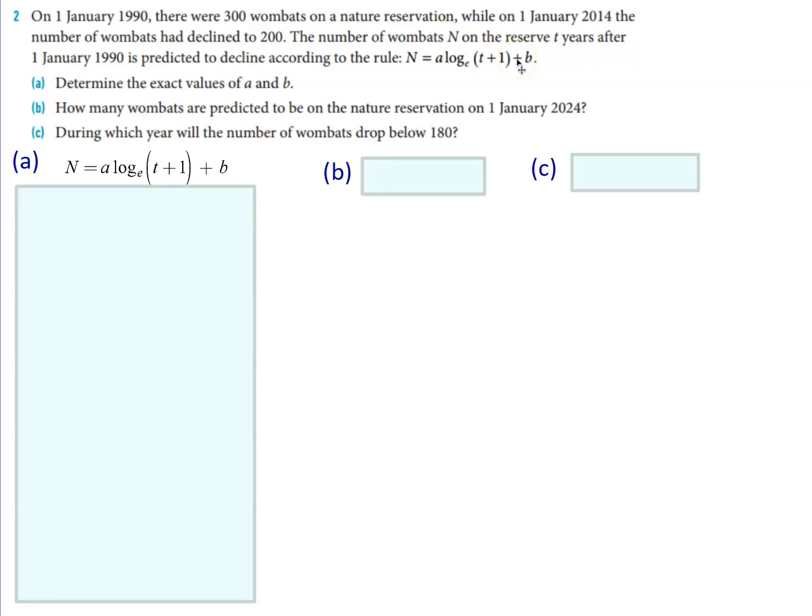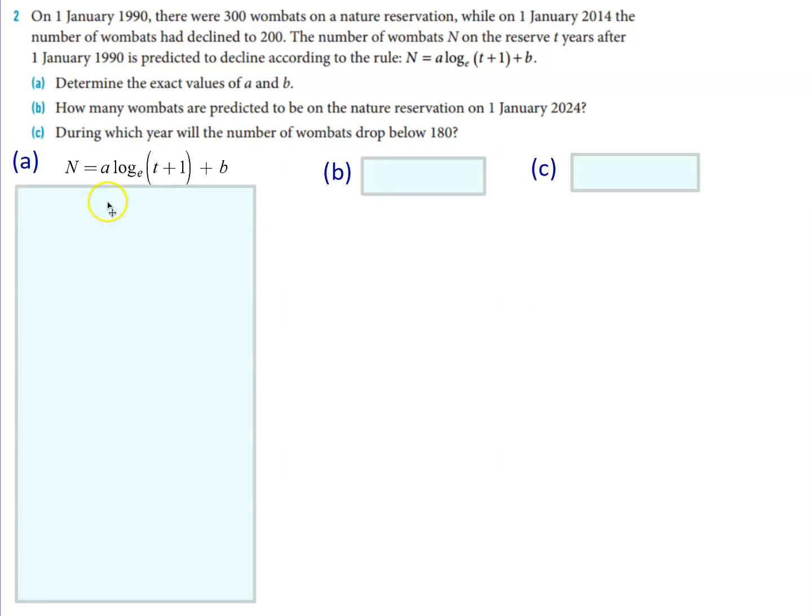So the first question is determine the exact values of A and B. Normally when you have two unknowns, you need two equations, and that means you have to solve them simultaneously. That's pretty much what we have to do here, but they've given us some nice numbers, so the simultaneous equations are quite easy to solve.